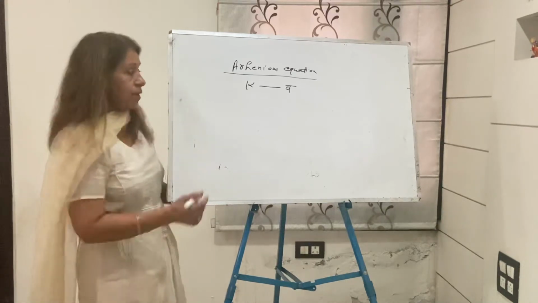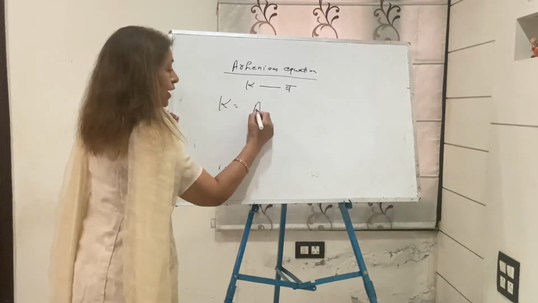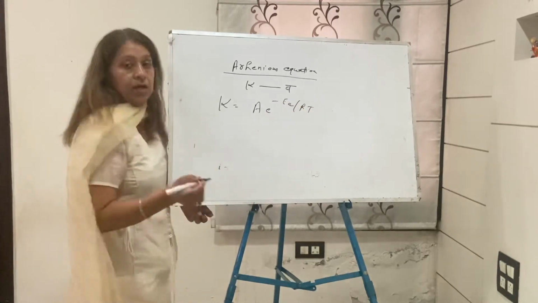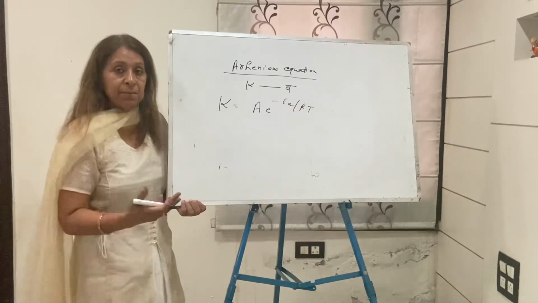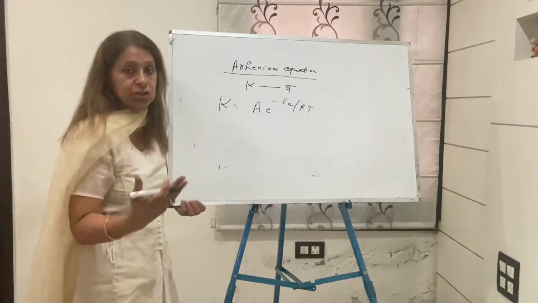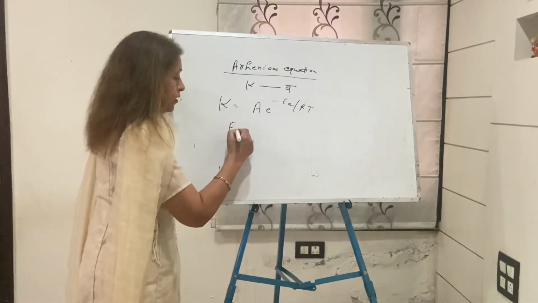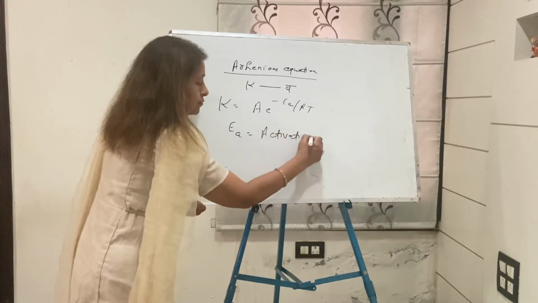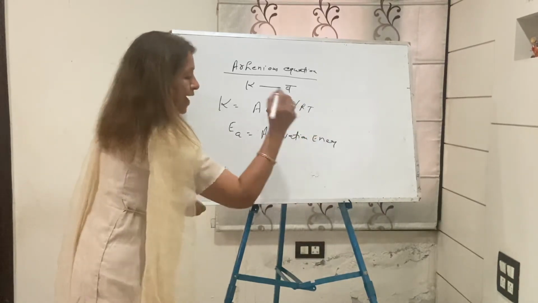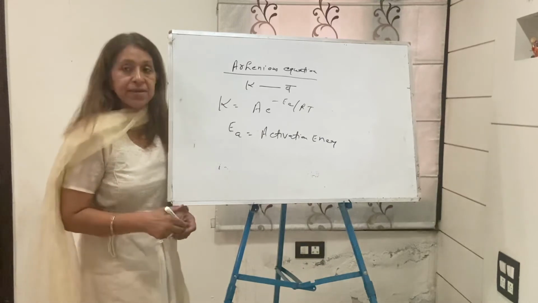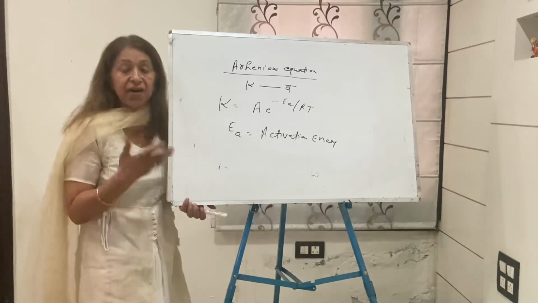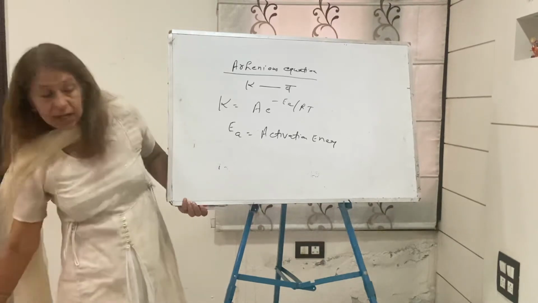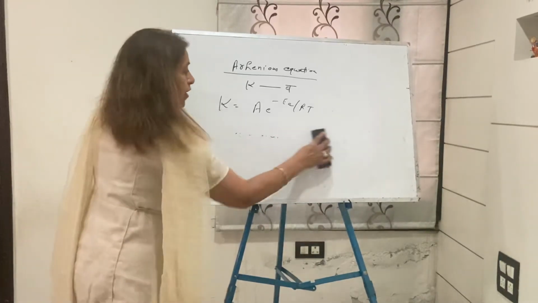So the Arrhenius equation is k = A e^(-Ea/RT). All the theory part I will take in my next lecture. Write down, Ea is the activation energy, T is the temperature, R is a constant, and A is the Arrhenius factor. You can call it collision frequency. This is your Arrhenius equation.